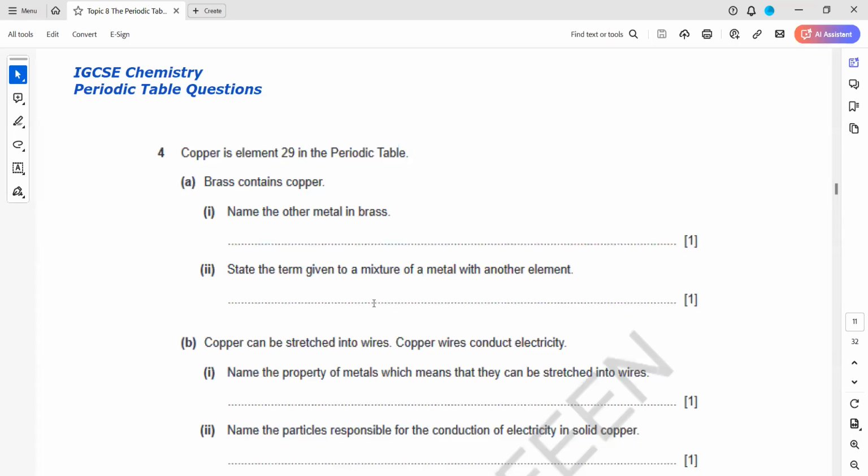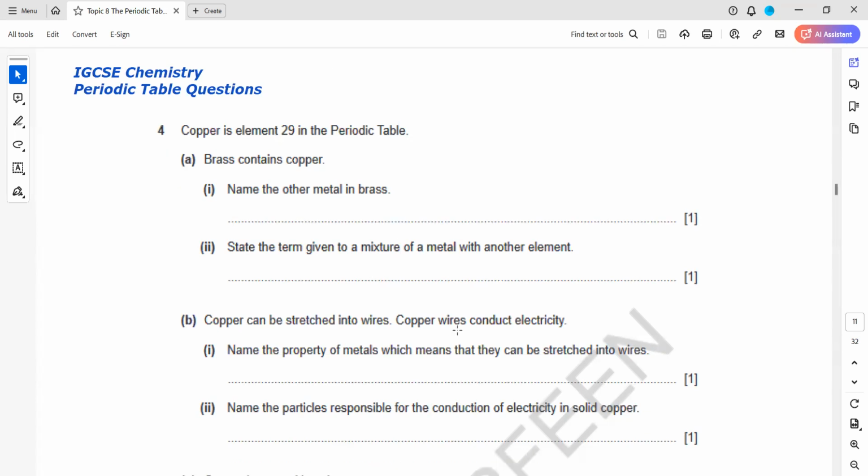So, the periodic table questions from the classified paper. The first one is about copper, element 29 in the periodic table. Brass contains copper; name the other metal which is there. You can annotate on the screen, you can use chat, you can also use the mic.